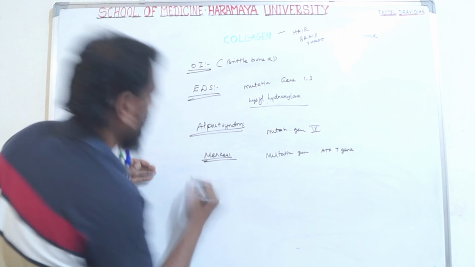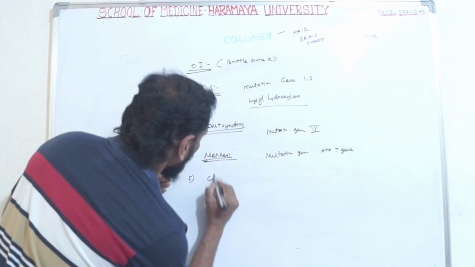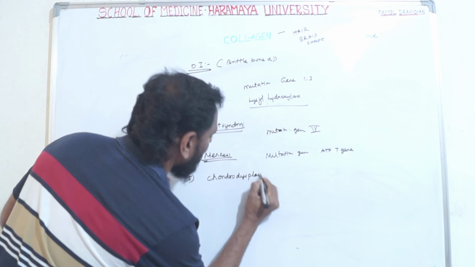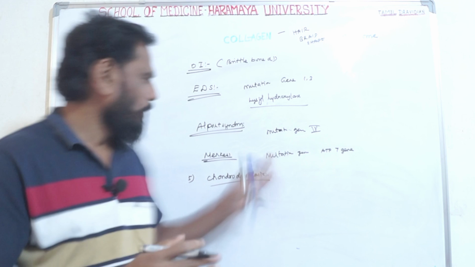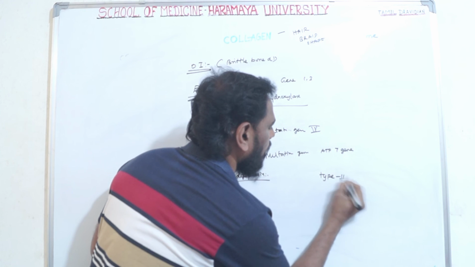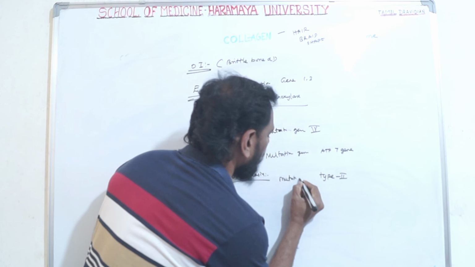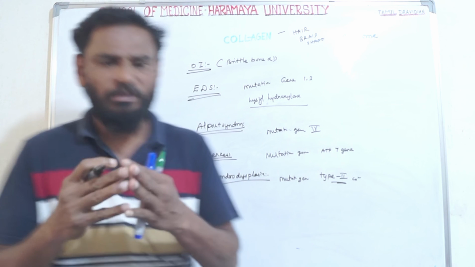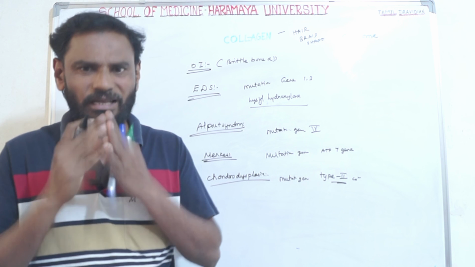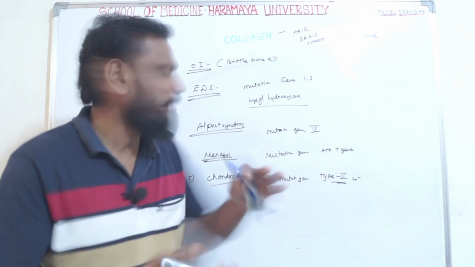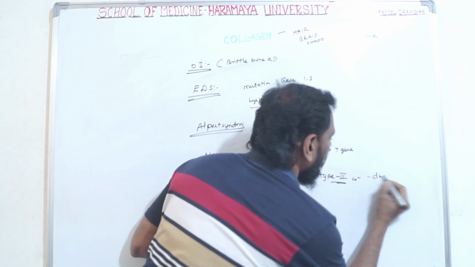Next one is number 5, called chondrodysplasia. Here the mutation occurs especially in the gene for type 2 collagen. Clear? So chondrodysplasia will come. Then what will happen in this condition? In chondrodysplasia, the person will not grow. The appearance is like a midget, otherwise called dwarfism.